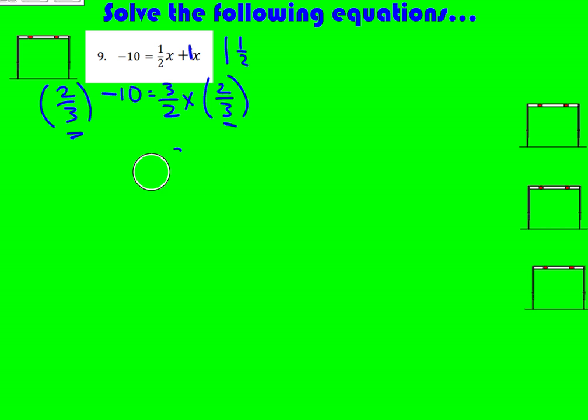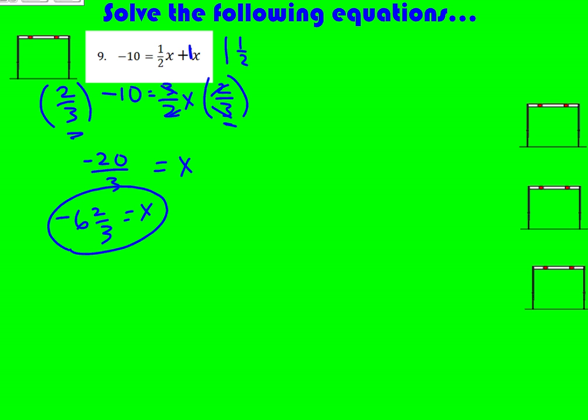All right? So 3 cancels out, 2 cancels out, it becomes 1. I'm left with x. On this side, I've got 2/3 times negative 10. So that becomes negative 20/3, which becomes negative 6 2/3 simplified. That's what that is.